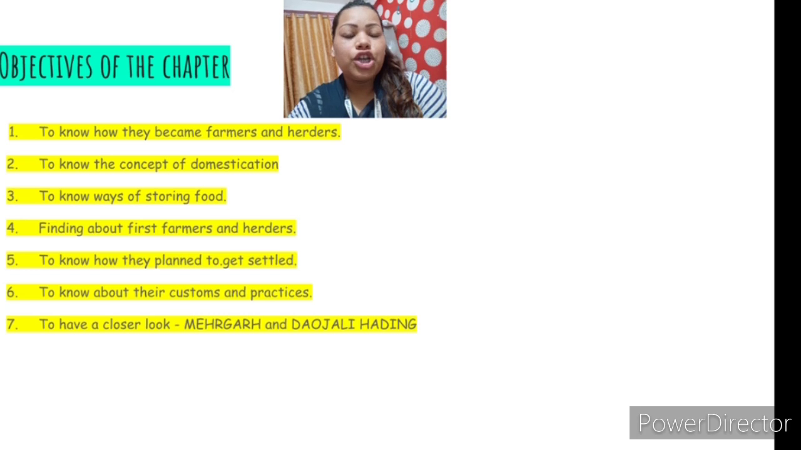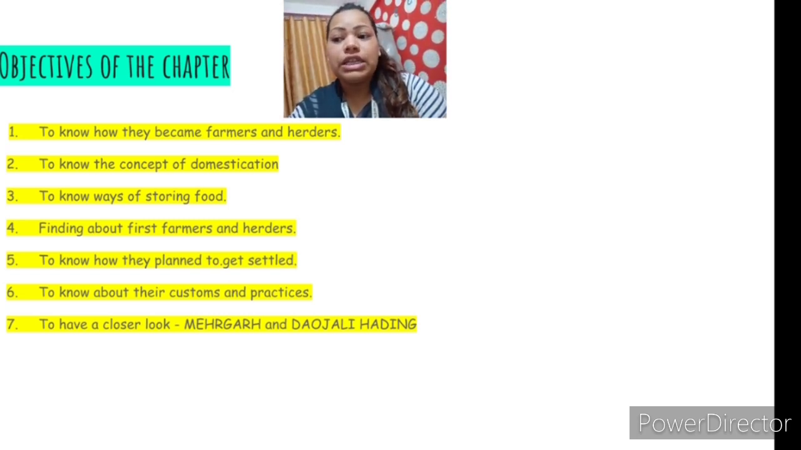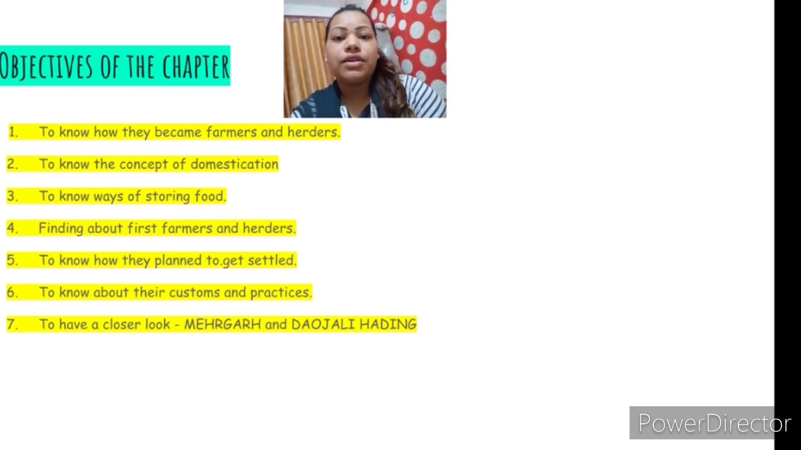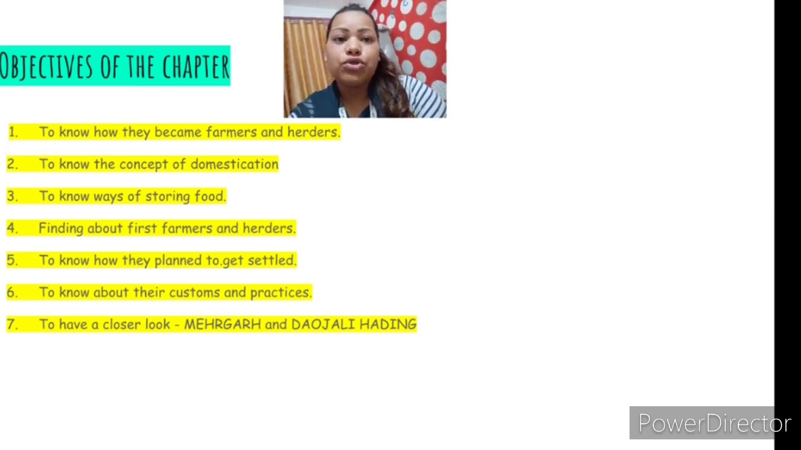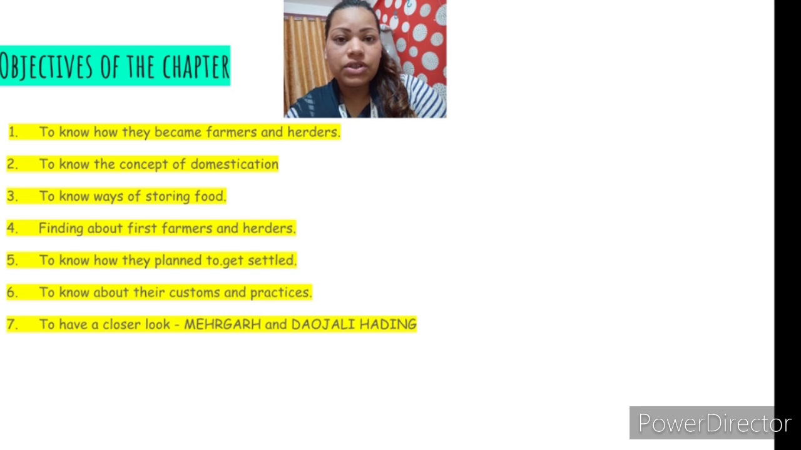So in this chapter you'll come to know how they became farmers and gatherers, because in the previous chapter we came to know that they have started doing fishing, they have started growing vegetables, and they also started rearing animals rather than hunting and eating them, right? So in this chapter you'll come to know what the processes were and what happened to them that compelled them to become farmers and herders.